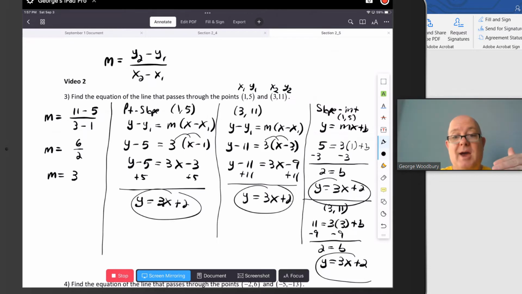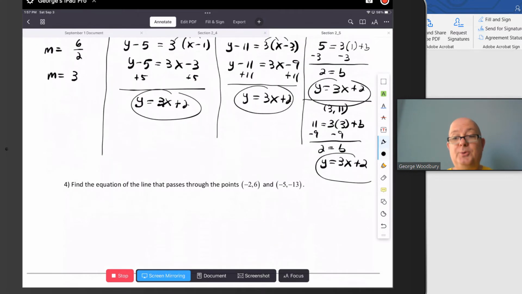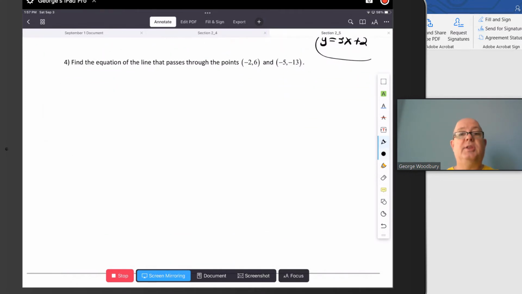So it doesn't matter which strategy you use, whether you use point-slope formula or slope-intercept formula, and which point you use, 1, 5, or 3, 11, you get the same result. Personally, again, I like the slope-intercept form. I just think it's easier to work with. But if you find the other one works better for you, do that. You do you.